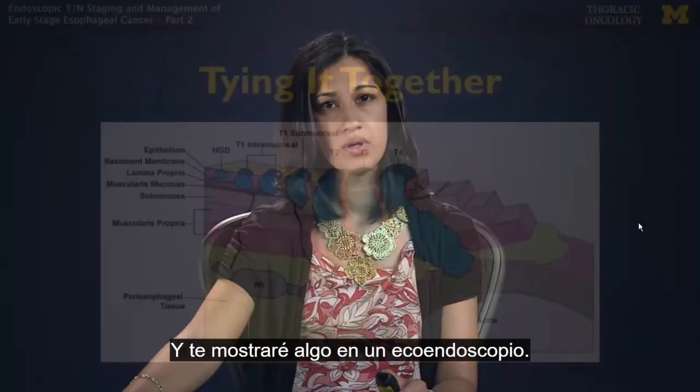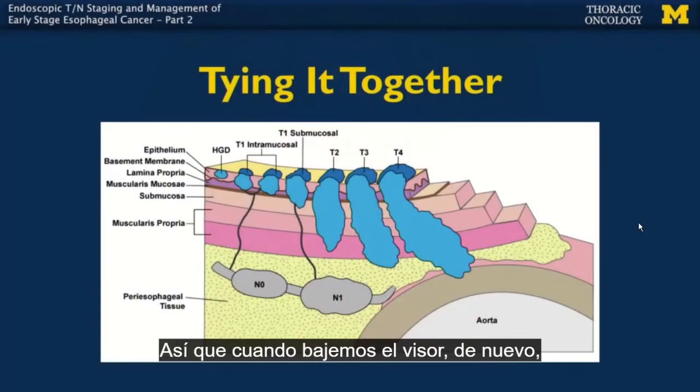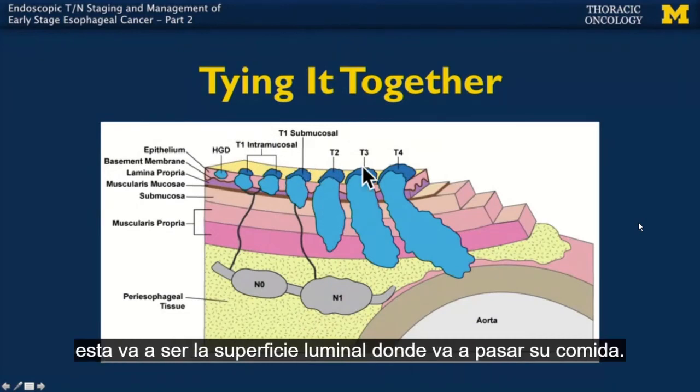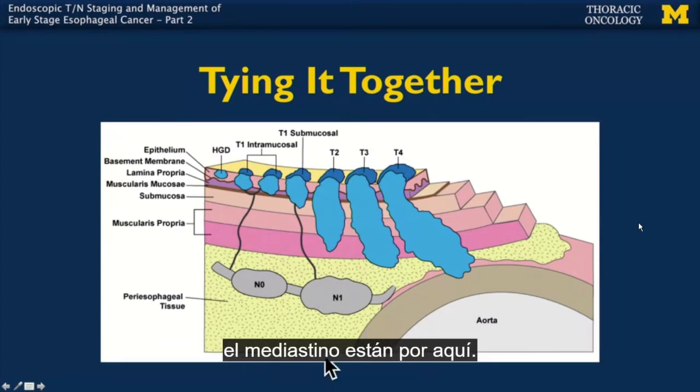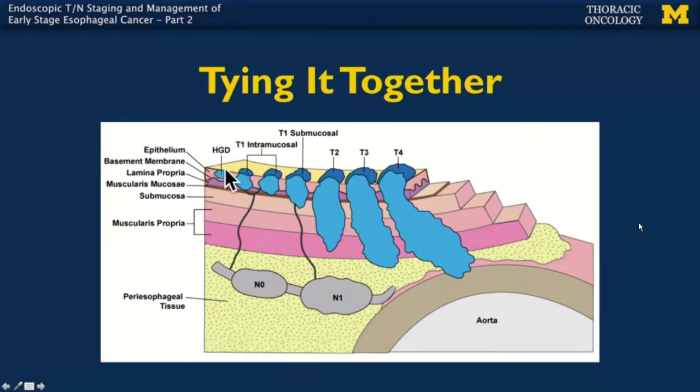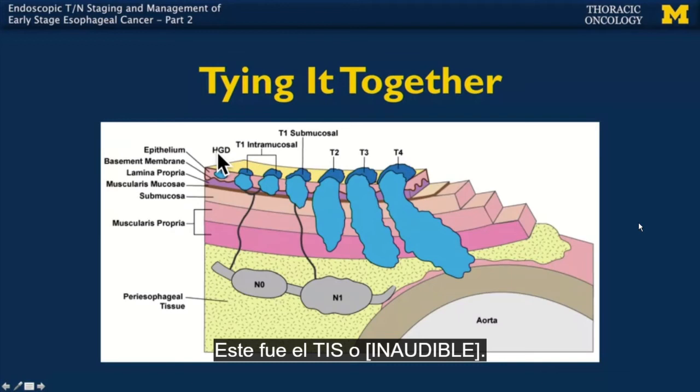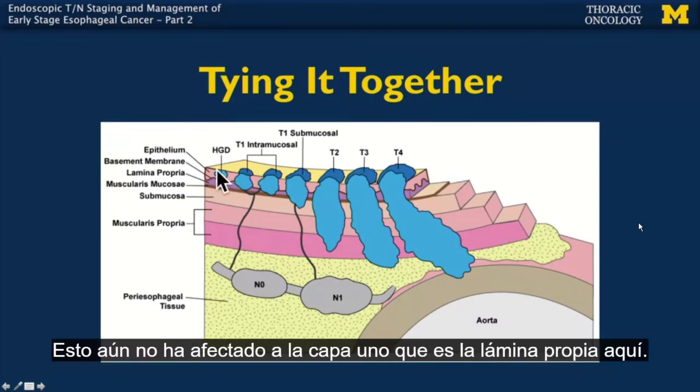So when we put the scope down, again, this is going to be the luminal surface where your food's going to be passing, and this is deeper structures with the thoracic cavity and the mediastinum being out over here. You have the epithelium, and you have high-grade dysplasia. This was the TIS, or carcinoma in situ. It says not yet affected layer 1, which is the lamina propria right here.